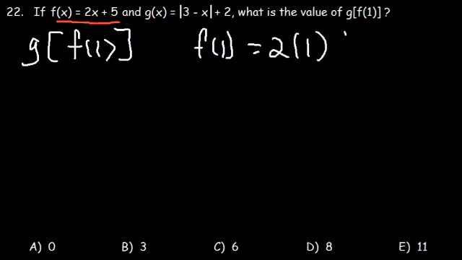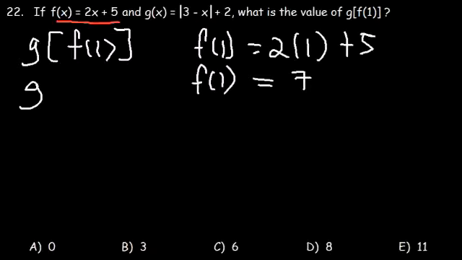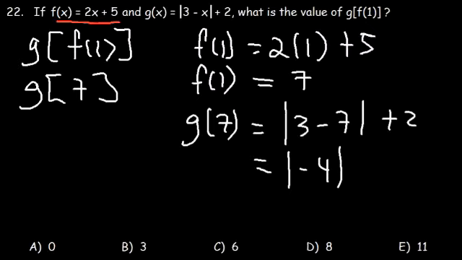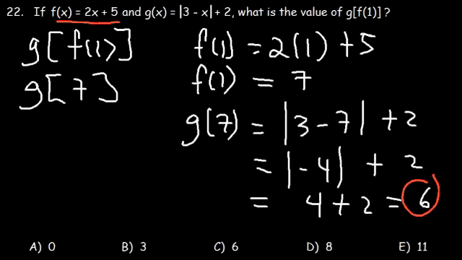So let's replace x with 1. So 2 times 1 plus 5 is equal to 2 plus 5, which is 7. So therefore, f of 1 is equal to 7, which means that we can replace f of 1 with 7. So we're looking for g of 7 at this point. So g of 7 is equal to the absolute value of 3 minus 7 plus 2. 3 minus 7 is equal to negative 4. And the absolute value of negative 4 is positive 4. So 4 plus 2 is 6. So therefore, g of f of 1 is equivalent to 6, so C is the right answer for this problem.